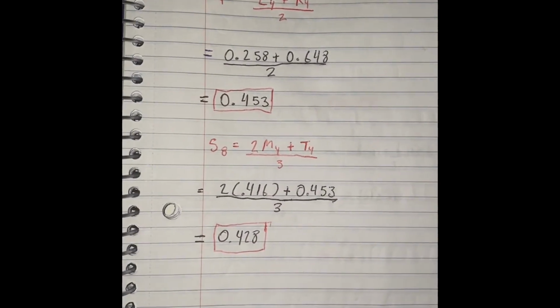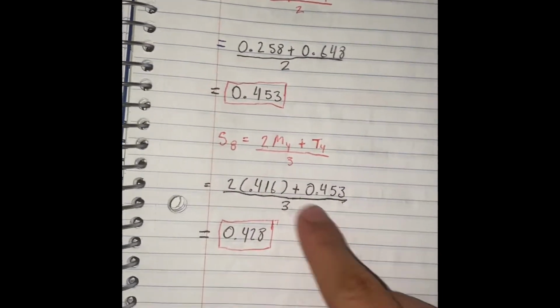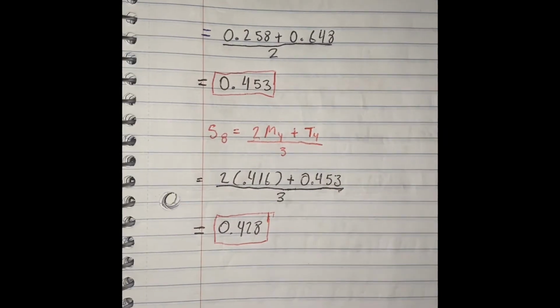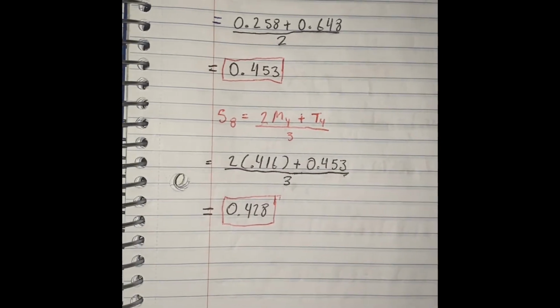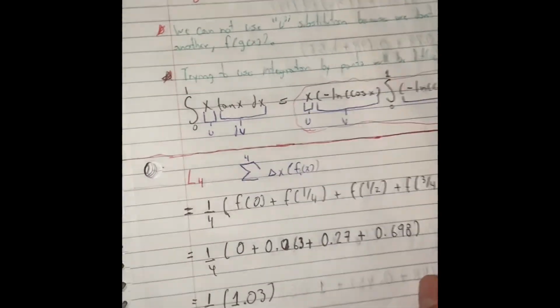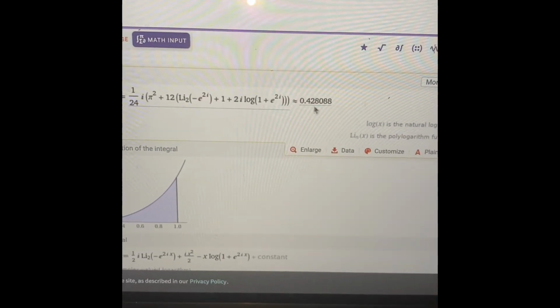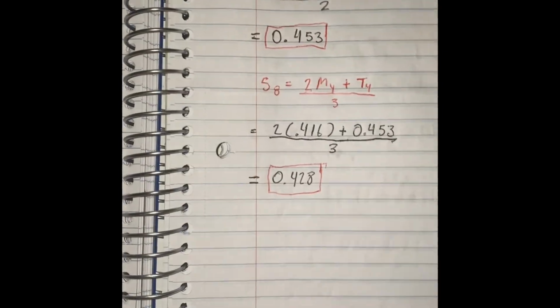And lastly, we can do Simpson's rule. Since we already have these values, we can just apply Simpson's rule with this formula, which is 2 times the midpoint plus the trapezoid, divided by 3, and that will give us 0.428. If we look at the actual value of this integral on Wolfram Alpha, we can see that the exact value is 0.428, which is equal to the value that we got with Simpson's rule.